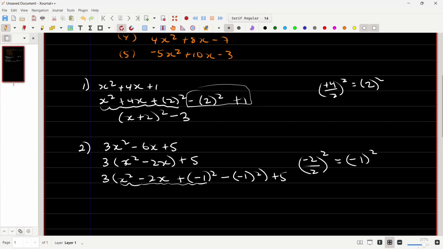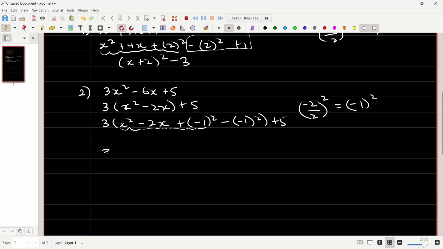This here is my perfect square form. So I'm going to get 3 into x minus 1 squared. And then this here works out to be 1. And then negative 1 by 1 is negative 1. And then 3 by negative 1 will give me negative 3. So that's negative 3 plus 5. And I simplify that: 3 into x minus 1 squared, and then plus 2. And that's my answer.